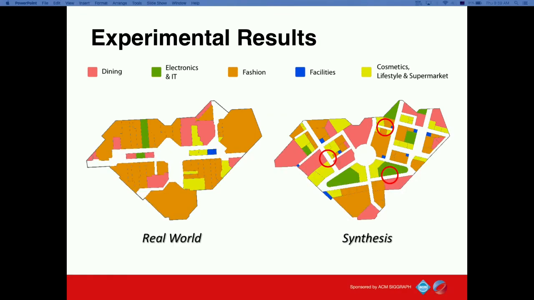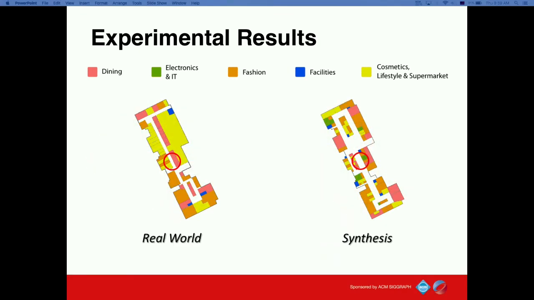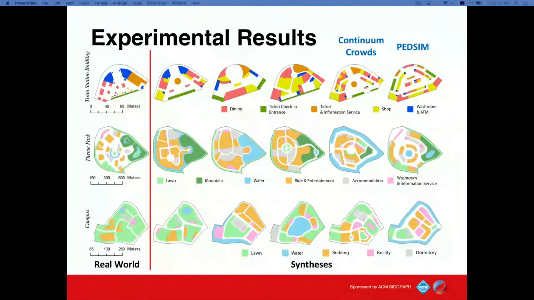For Mall 2, our synthesis has wider paths and more reasonably distributed sites, especially for those electronics and IT stores in green color. Okay, here are the syntheses for the other 3 scenarios: train station building, theme park, and campus.